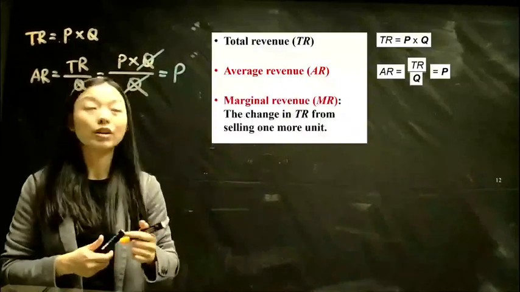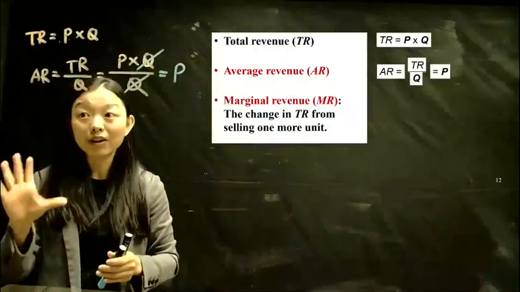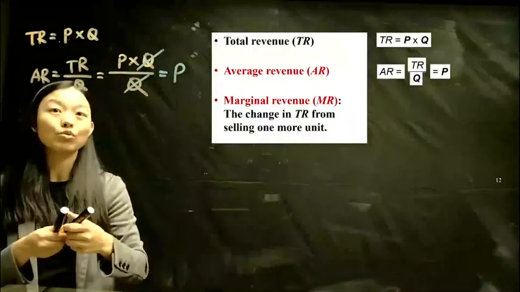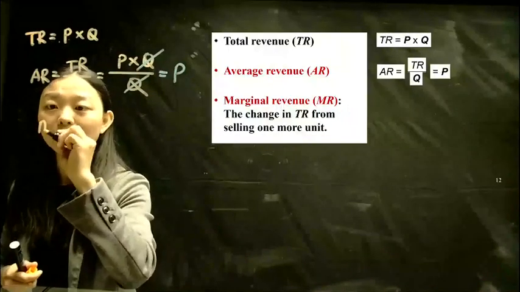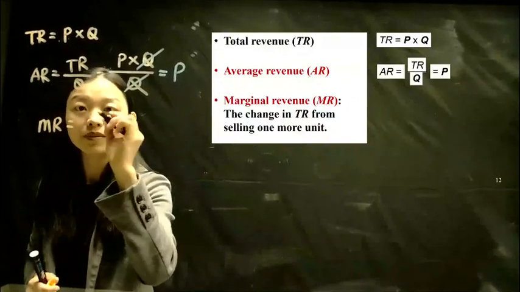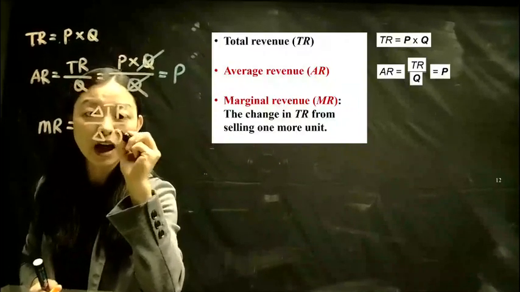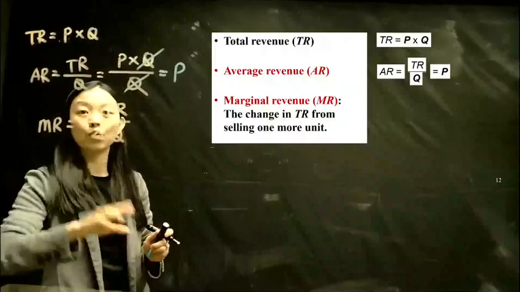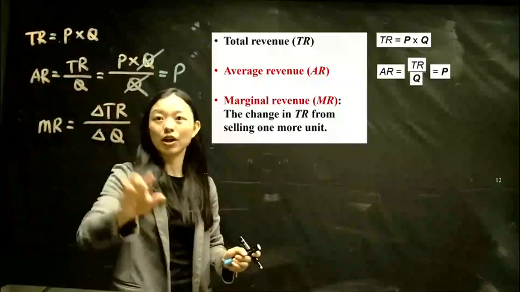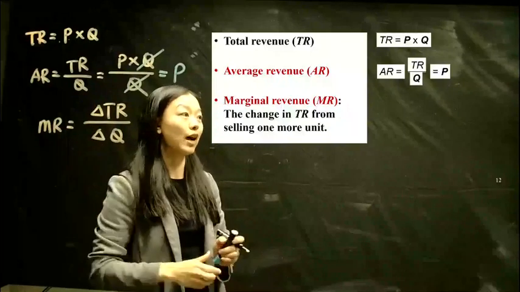And then we will also need to know the marginal revenue. Why do we need to know this? Because those are important for a firm to determine how many to produce, okay? So marginal revenue represents the change in total revenue divided by the change in output, okay? So this is the way that we compute the marginal revenue, okay? Equal to the change in total revenue divided by the change in output.